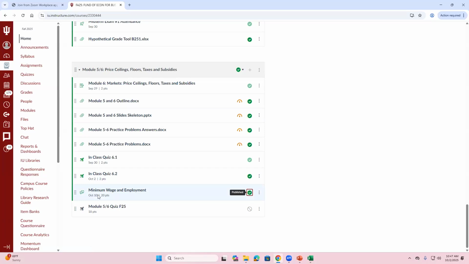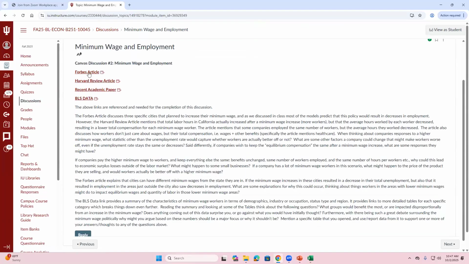Some common mistakes from the first one you need to make sure you're avoiding. You need to have an initial post to the prompt that I give you. I give you 3 different links. I summarized the articles, so you don't have to read these. If you're interested, you can go deeper into them. I summarize them and give you some potential topics and questions to think about. Once again, you don't have to answer every question, but try to at least focus on a couple of them and give your responses or thoughts about the impacts of minimum wages on employment.